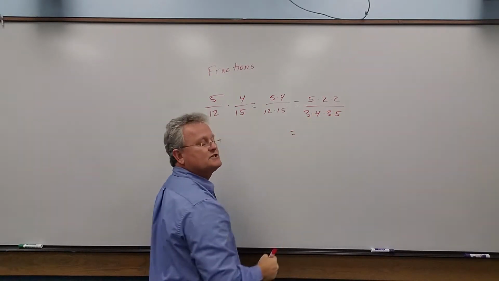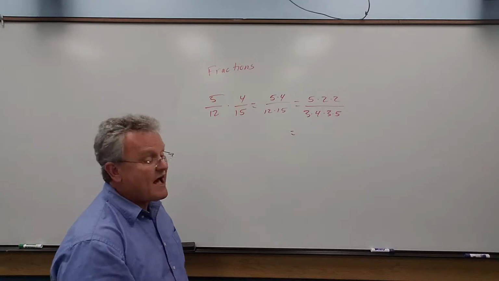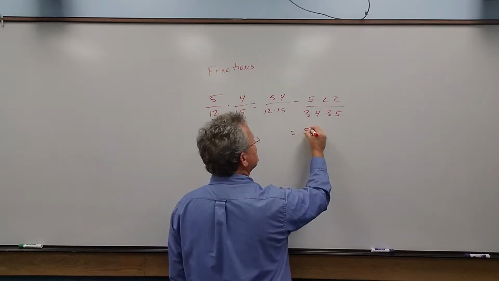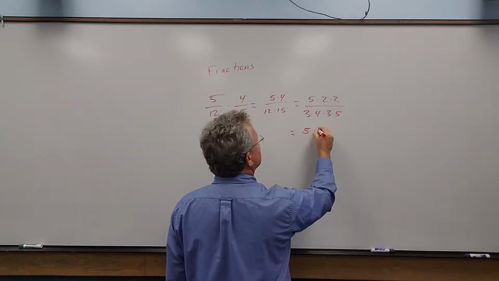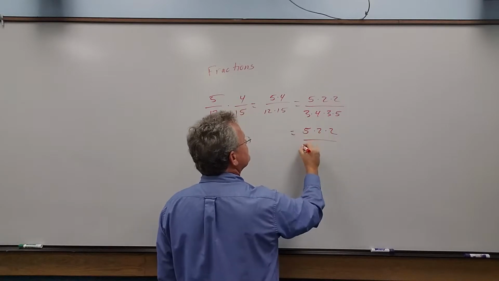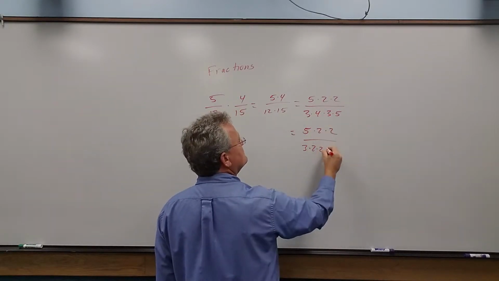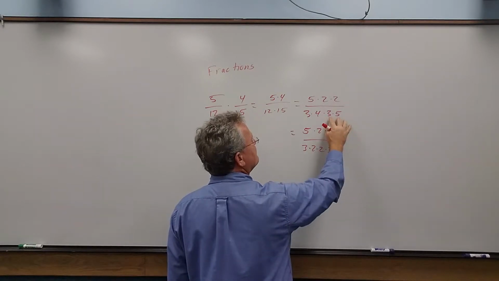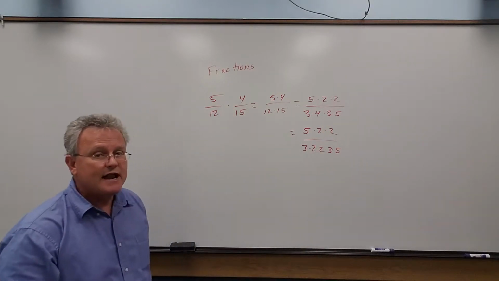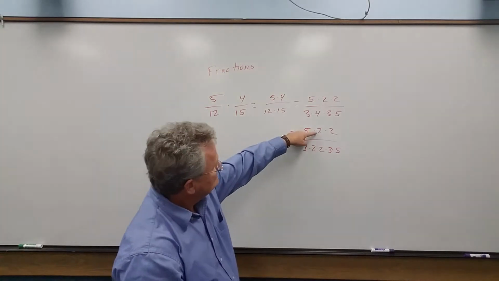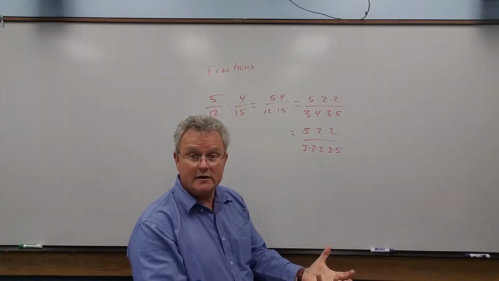Okay, so 4 is not prime, so we factor that further. So we have 5 times 2 times 2. This is 3 times 4, which is 2 times 2. And then we have our 3 times 5. Now we can cancel. 2 over 2 is 1, yeah?